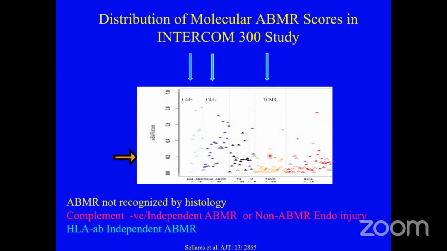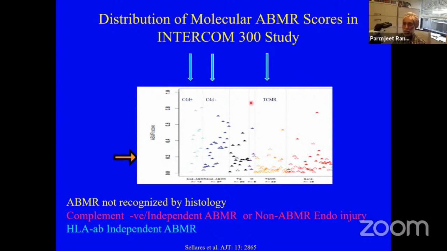You would also notice that about 10 or 20% of the TCMR cases have high ABMR scores. And certainly there may be cases where these are ABMRs recognized by the molecular diagnosis, but not recognized by histology. That is certainly an area where these tests can help. But we must also remember other possibilities. Some of these could be complement-independent ABMR, or they could even be non-ABMR endothelial injury. And similarly, some of these cases may be HLA antibody independent ABMR.